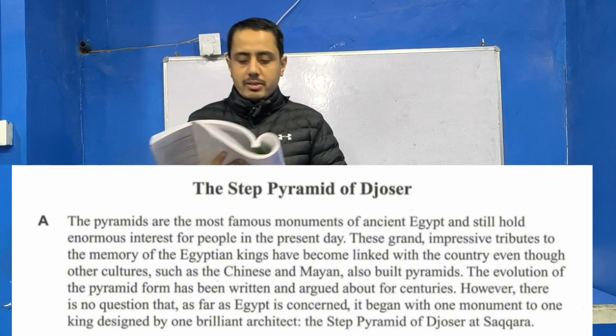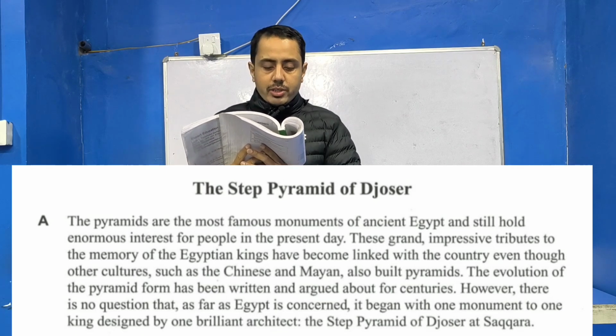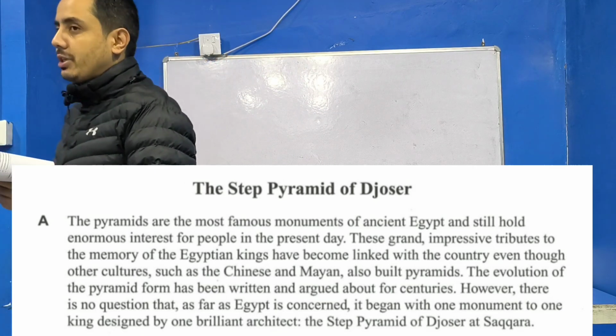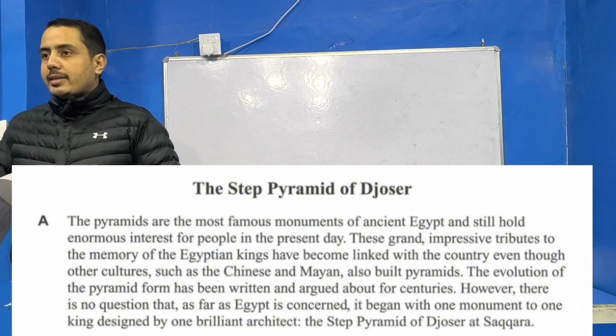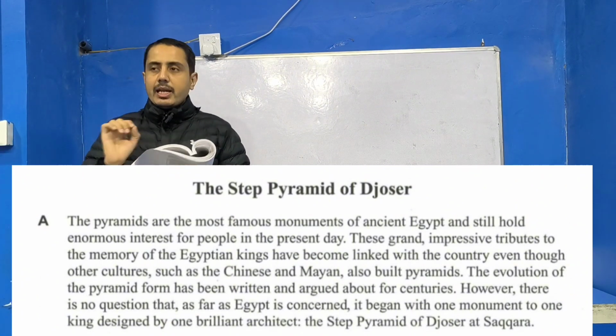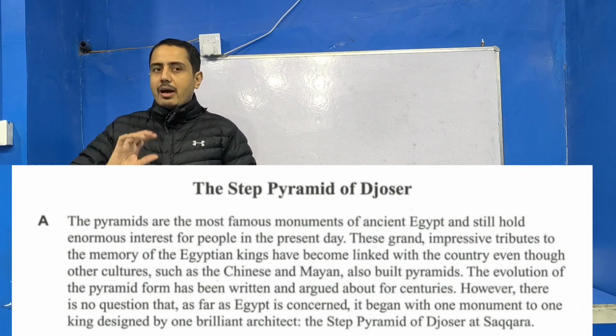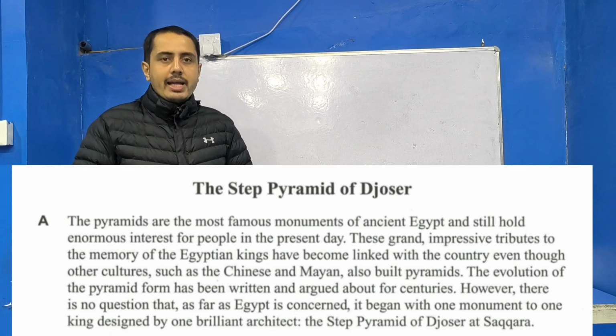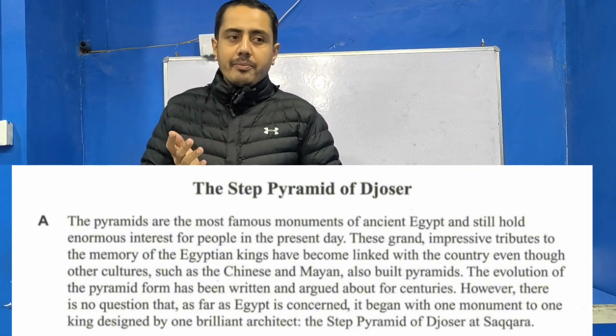There also there are pyramids. The evolution of the pyramid form has been written and argued about for centuries. At this point, so where did this pyramid come from? This shape, this form has been written and argued. It means people, researchers, theorists have written about this, written books about this, and they have argued, which means they don't agree.